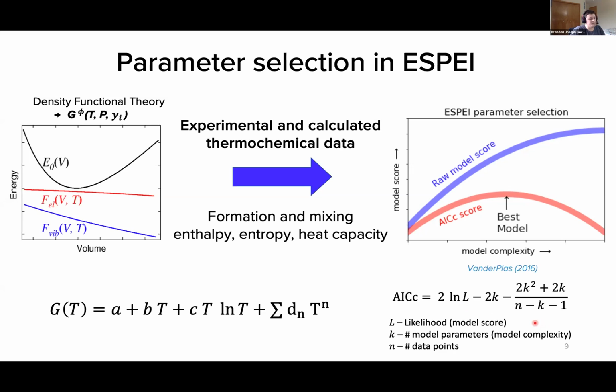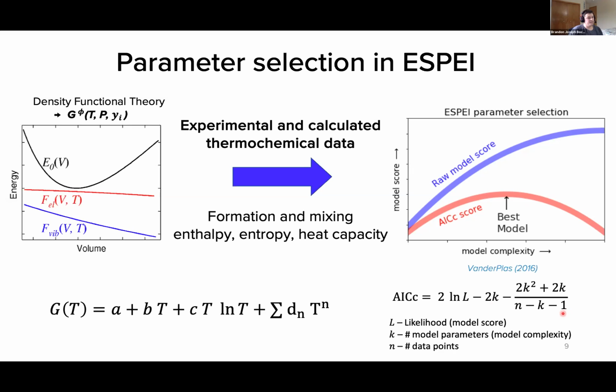The 2 key pieces that we consider is k, and k is the number of model coefficients, the model parameters. On this diagram, that's the model complexity here. And then if we just consider this 2 log L minus 2k, that is the Akaike information criterion. And then the corrected version that we use gives us this additional term here.